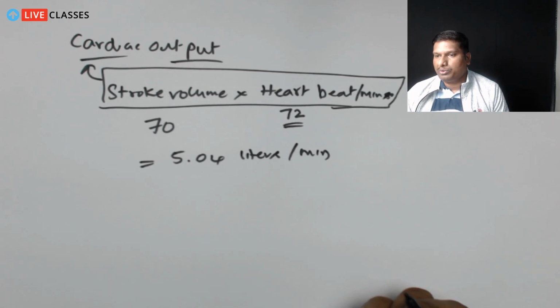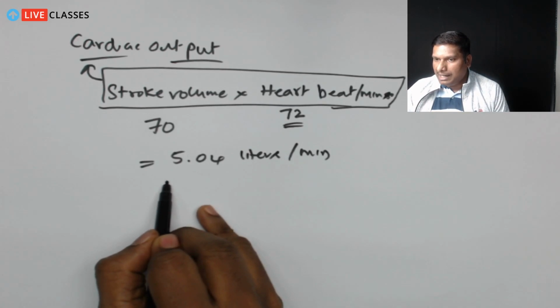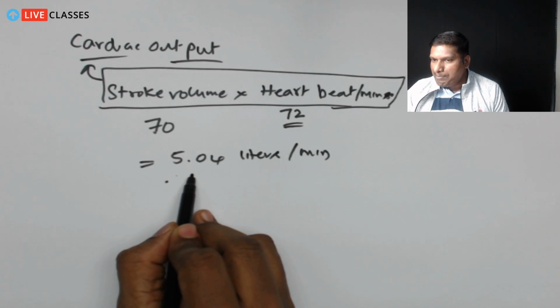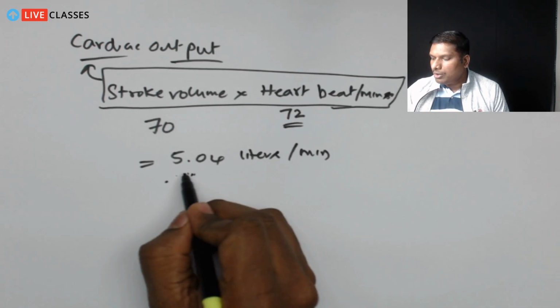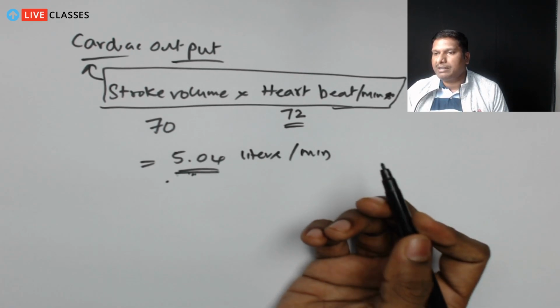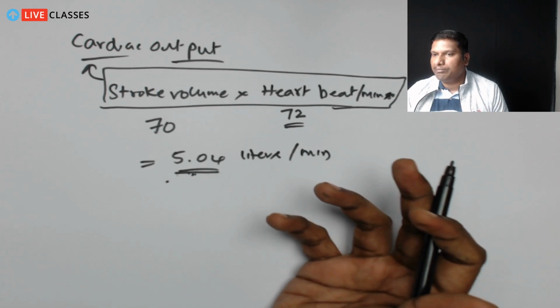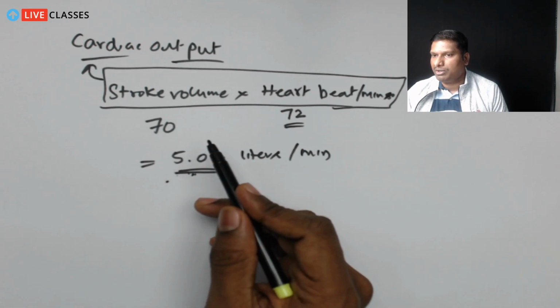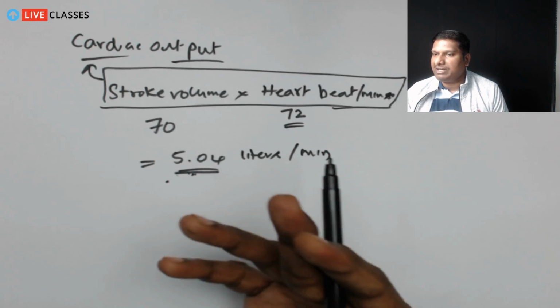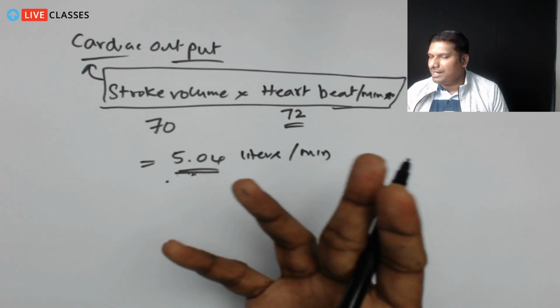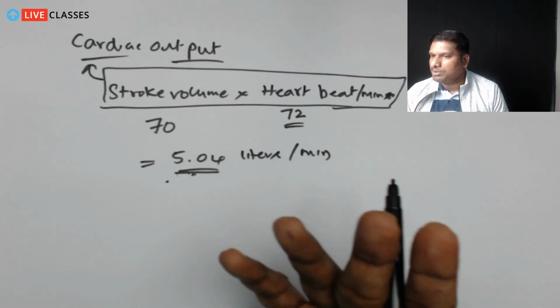Cardiac output. That means our heart is capable of pumping 5 liters of blood per minute. That's your cardiac output. Let's say if someone has a weak heart, he has some problems with his heart.